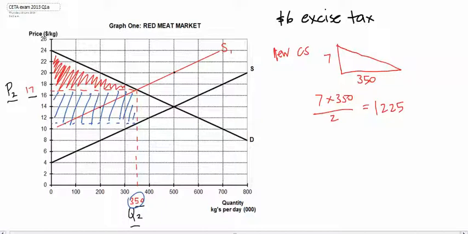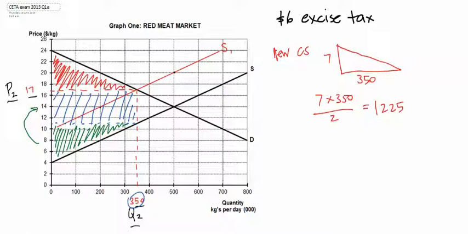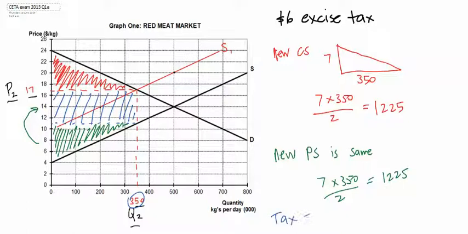And the new producer surplus is illustrated here, which is the only reason we illustrate it there so we can see the tax in there. But of course, if you're looking at the new supply curve, it also fits exactly into the triangle in there underneath the tax. But don't get too confused by that. So the value of the new producer surplus is the same. 7 times 350 over 2, 1225. And therefore the value of the tax is the rectangle 6 times 350, which equals 2,100,000.